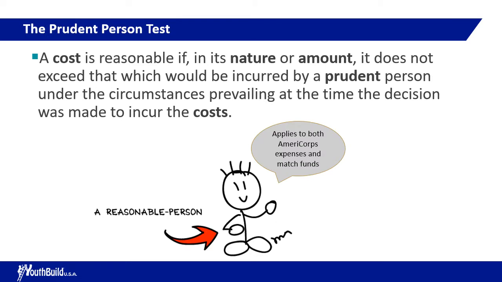If you're not familiar with the prudent person test, a cost is reasonable if in its nature or amount it does not exceed that which would be incurred by a prudent person under the circumstances prevailing at the time the decision was made to incur the costs. You might also hear this referred to as the taxpayer test or the Washington Post test. Just imagine, would an average Joe taxpayer approve of how you are using these federal funds? For example, while the purchase of a laptop would be reasonable in its nature, the purchase of a $20,000 laptop would not be prudent in its amount.